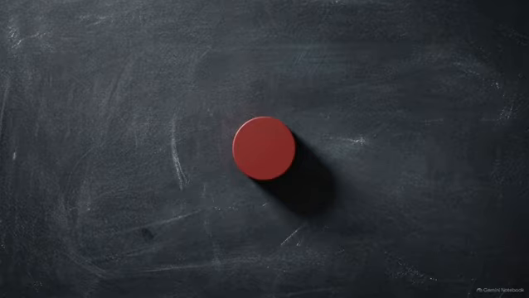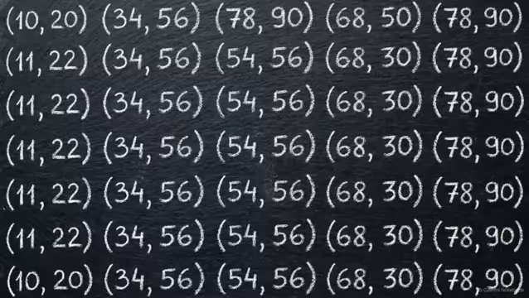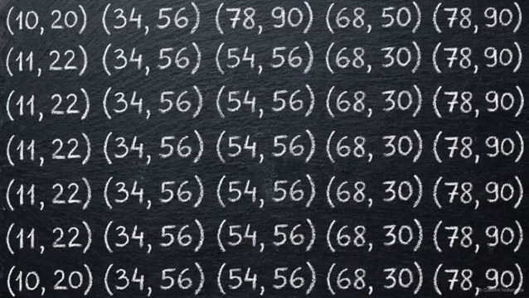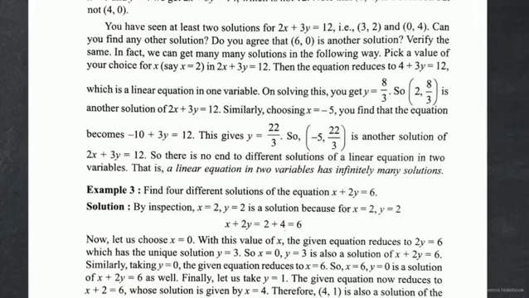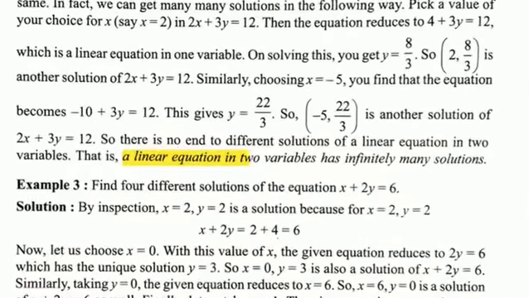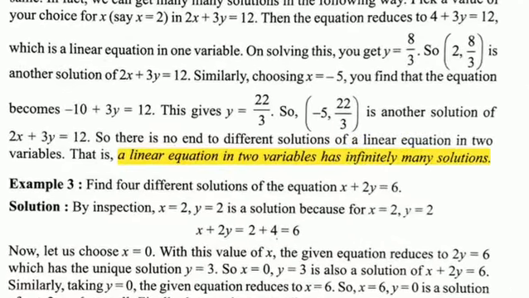Finding a solution is no longer about hunting for one isolated answer. It is about generating pairs of numbers that perfectly respect the relationship defined by the equation. So if we can just keep guessing numbers for x, how many valid pairs of answers can an equation like this actually produce? This line in the textbook reveals the mathematical climax. There is no limit. A linear equation in two variables has infinitely many solutions.